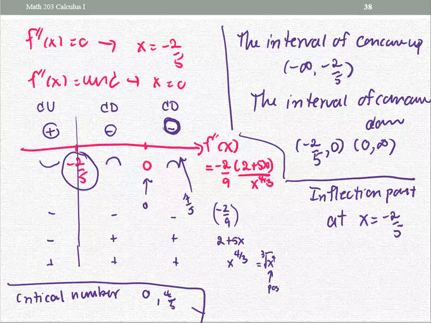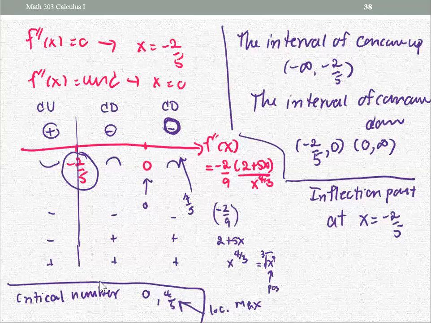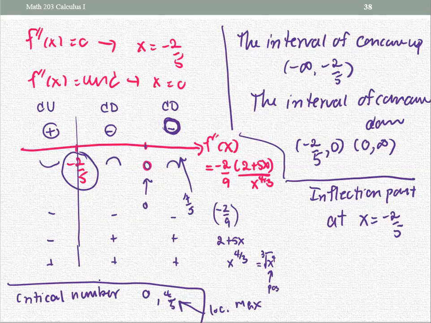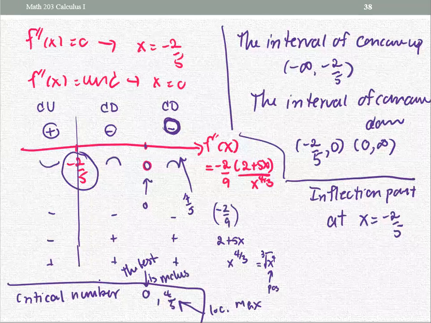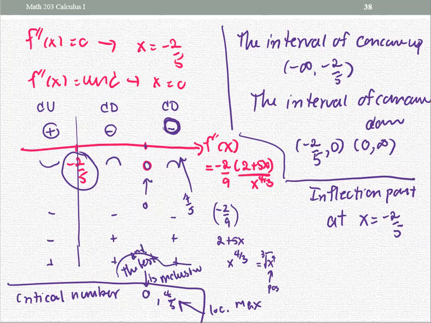So it's going to be a local max. And the 0 here, 0 is in here, so the second derivative test cannot be used to identify local max or local min. This is another sensitive part of the use of the second derivative test. So for 0, the test is inconclusive, or it cannot be used. But the first derivative test can be used because the sign changes from increasing to decreasing.